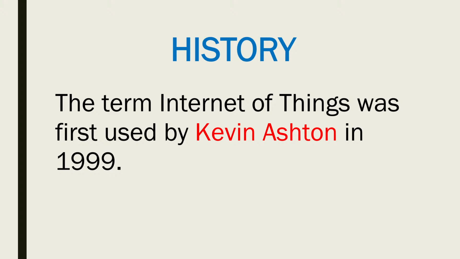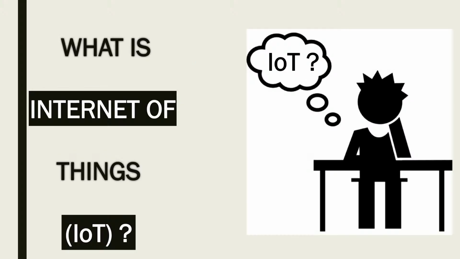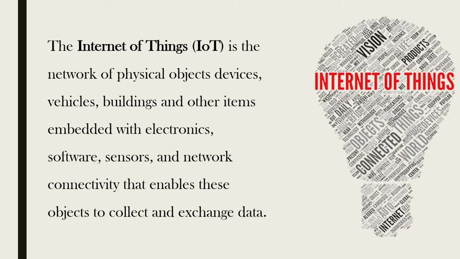In history, when we go into Internet of Things, the term was first coined by Kevin Ashton in 1999. So what is Internet of Things? It is a network of physical objects, devices, vehicles, buildings, and other items embedded with electronics, software, sensors, and network connectivity that enables these objects to collect and exchange data. It's the same thing that we have been discussing the whole time.